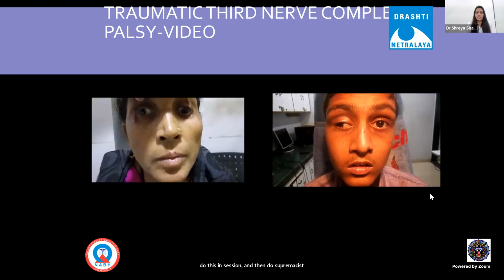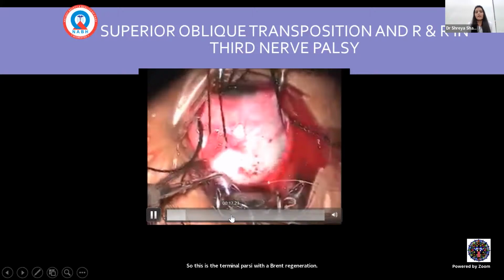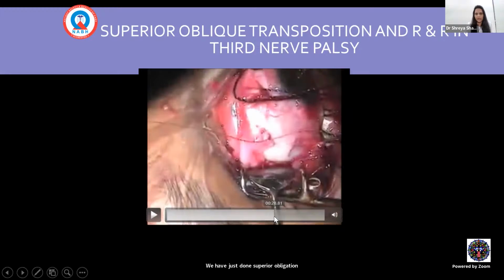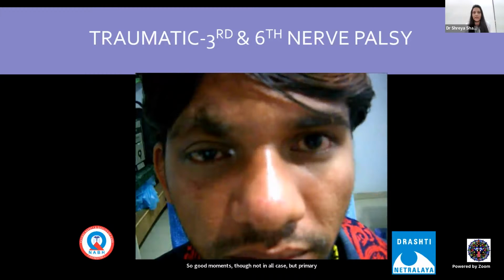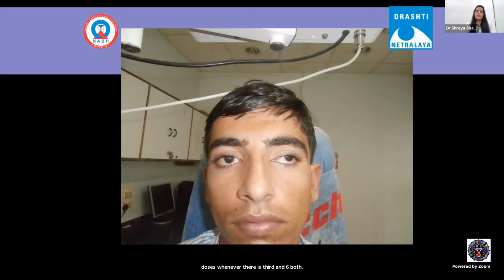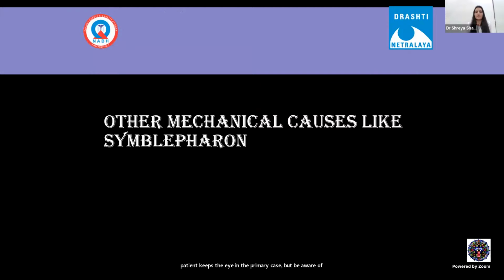We have just done superior oblique muscle transposition to the medial rectus along with the medial rectus resection. That can give you a good result and good movements. Good movements, though not in all gaze, but primary gaze is absolutely normal, and later on operated for ptosis. Whenever there is third and sixth both, you don't have to do anything because usually the patient keeps the eye in the primary gaze, but be aware of spread of comitance, then you have to treat as a fresh strabismus patient.